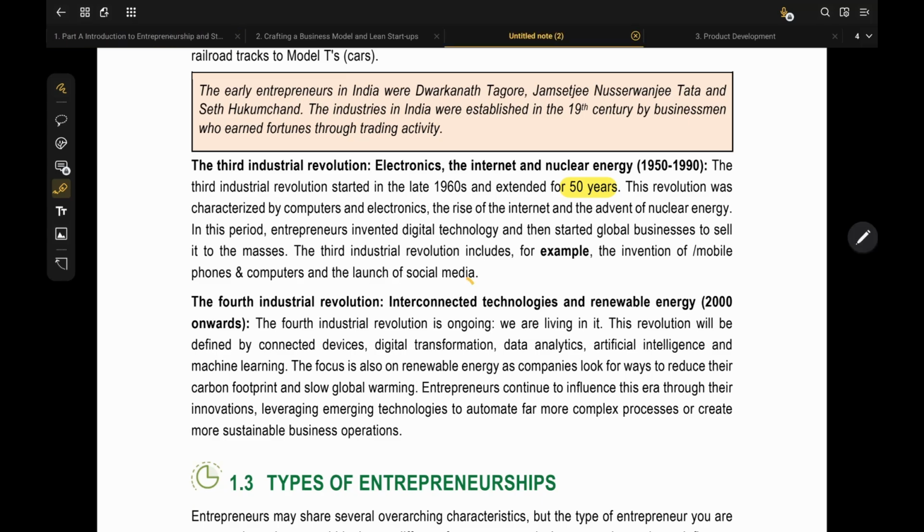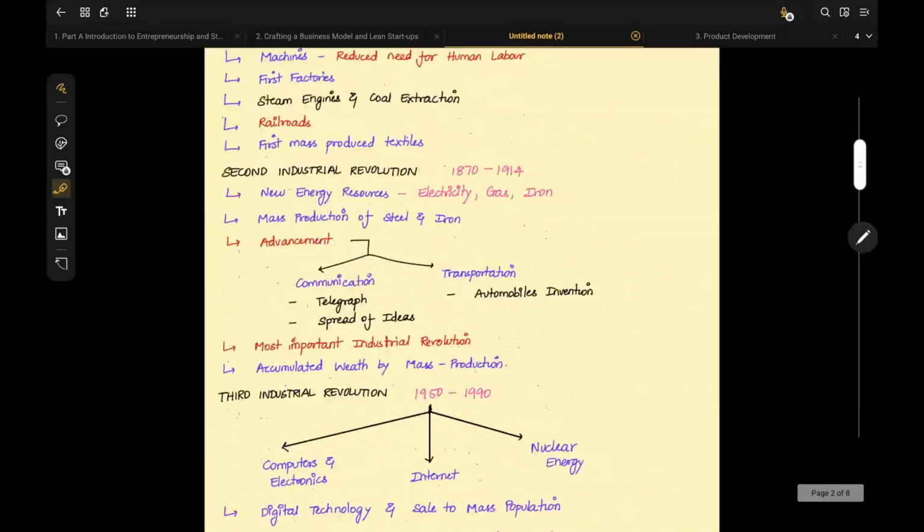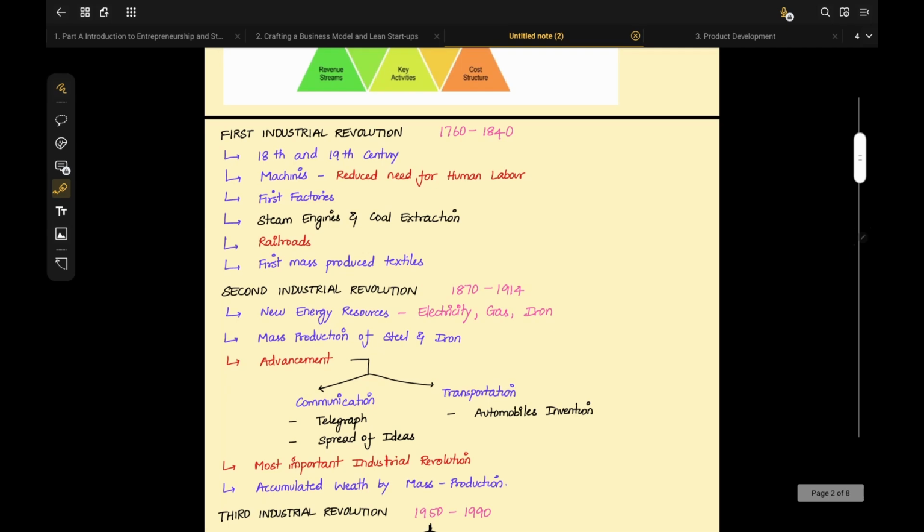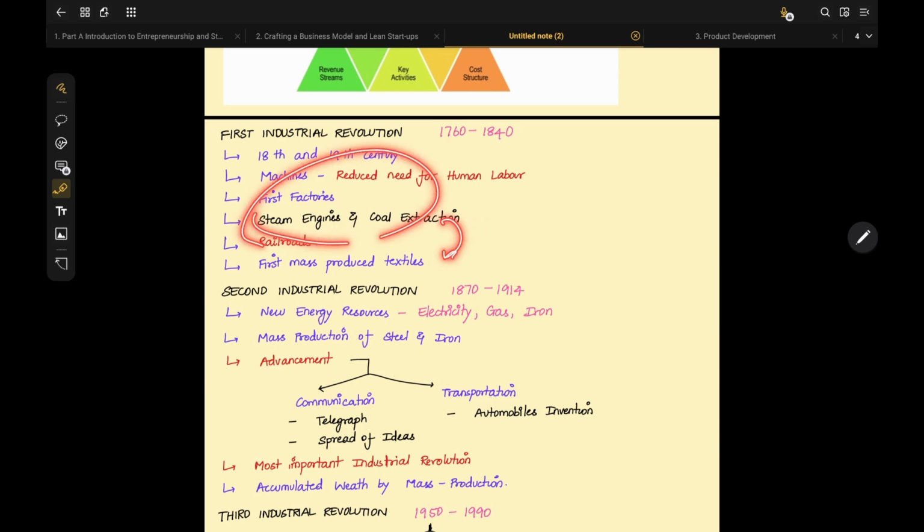So here I have a small summary of the industrial revolutions. First industrial revolution is for the 18th and 19th century. Machines. First factories came into place. Steam engines and coal extraction were the main inventions. Railroads were built. That one point you have to add here. First mass produced textiles. By using these resources, they mass produced textiles.